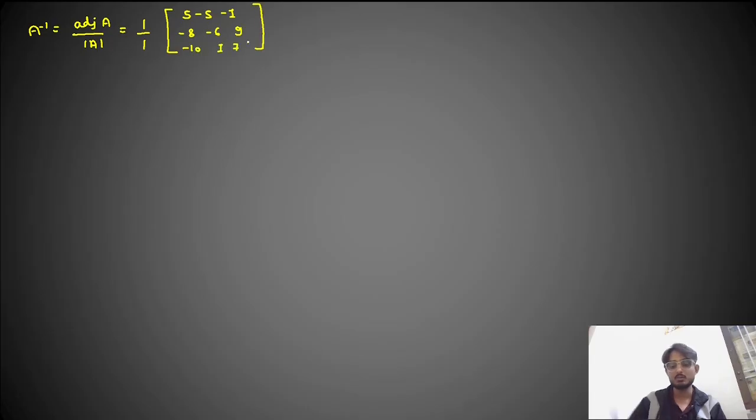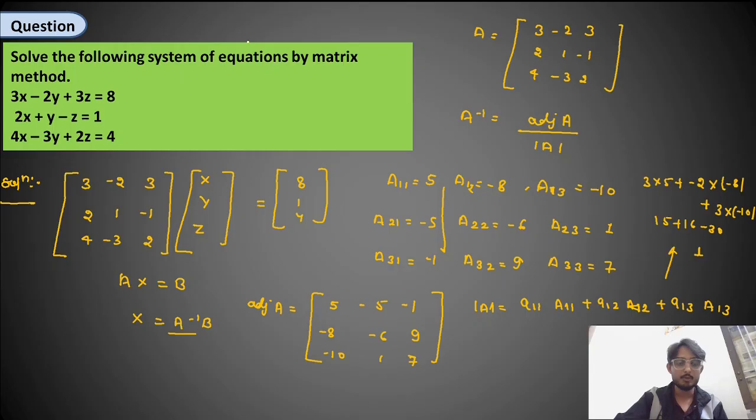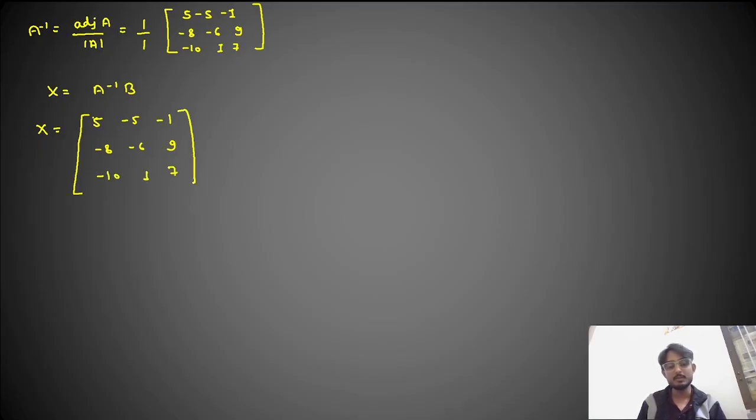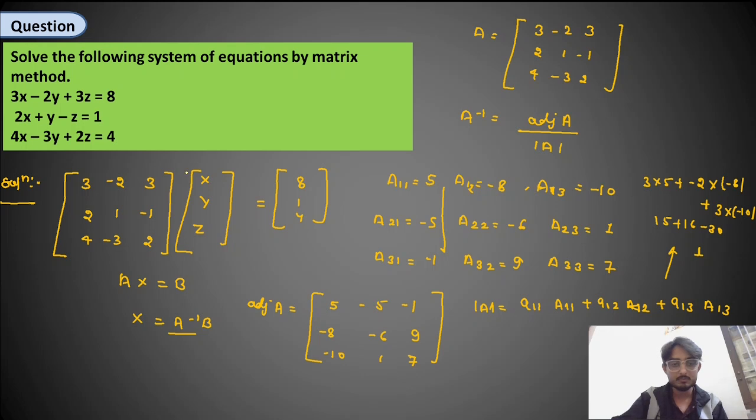Now you can find the solution of the given equation by putting X equal to A inverse B. So A inverse is given as 5 minus 5 minus 1, minus 8, minus 6, 9, minus 10, 1 and 7, and B is given as 8 1 4.